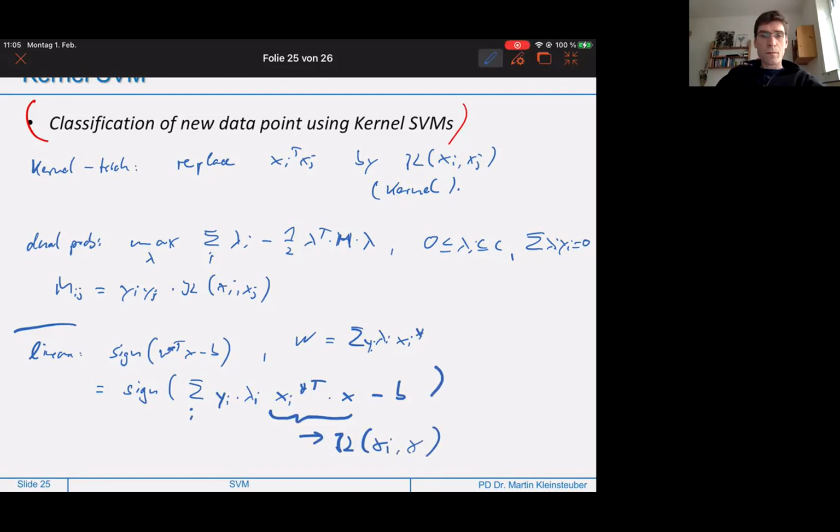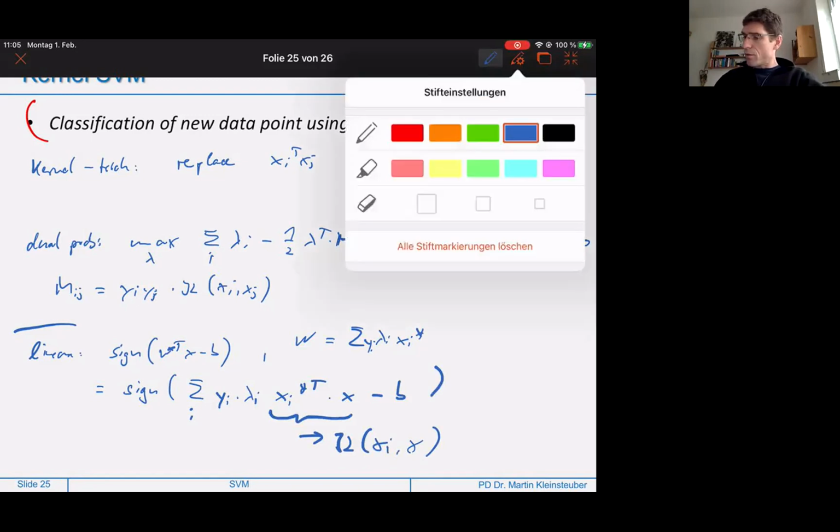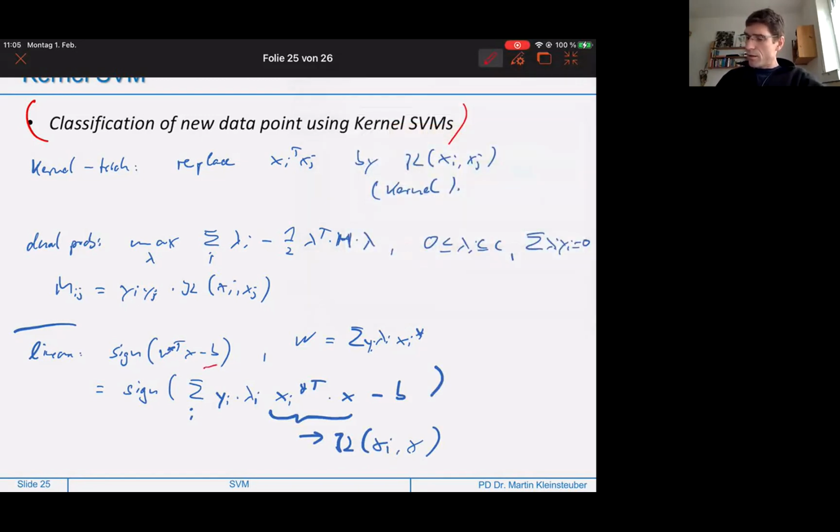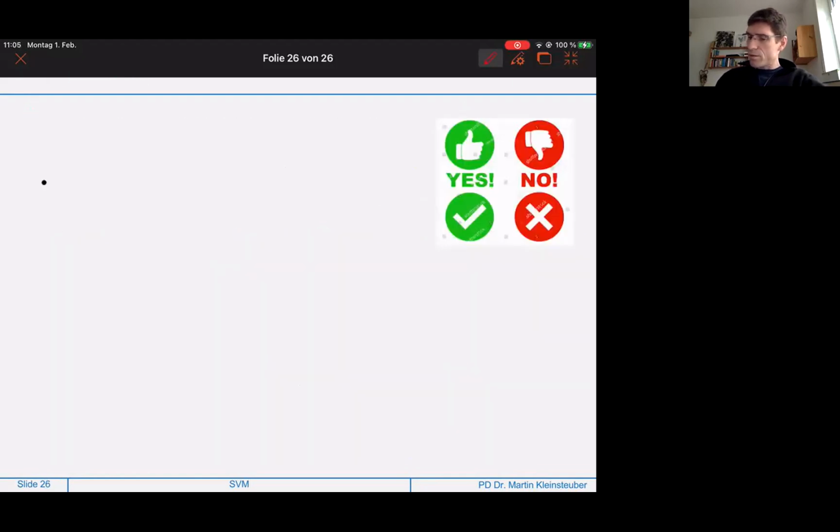And the only thing that is left to compute is the b. I have no slides left, that's a little bit the problem. Well, I can use these ones here. And the b, how to get b, that's the question.